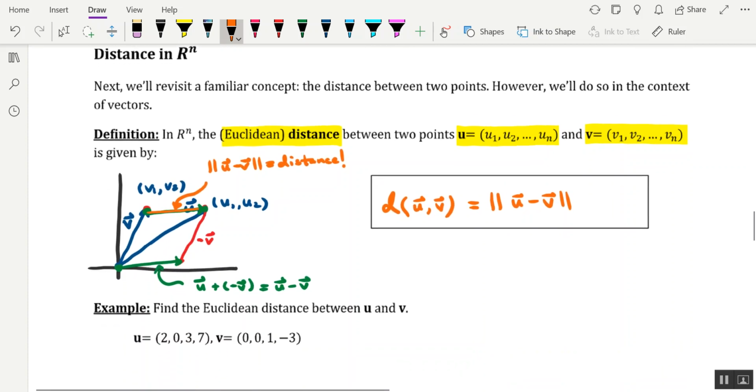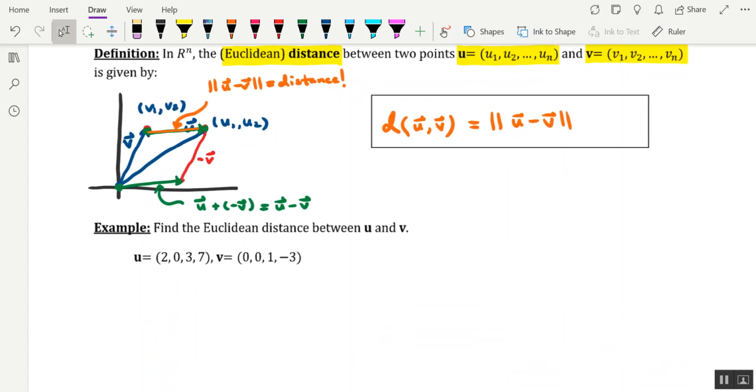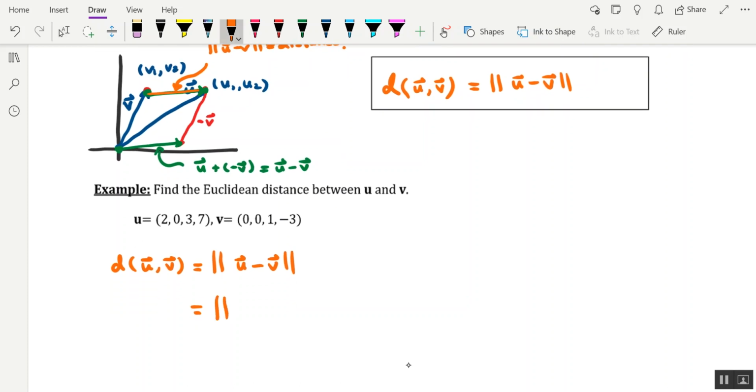So let me show you how this works within an example. It says find the Euclidean distance between u and v. I know they're using vector notation, but if these vectors are in component form, which we can assume, then these components are doubling up as terminal points. So the distance between the terminal points of u and v will be found by calculating the norm of u minus v. Now if you subtract u minus v, you're going to get the components 2, 0, 2, and 10.